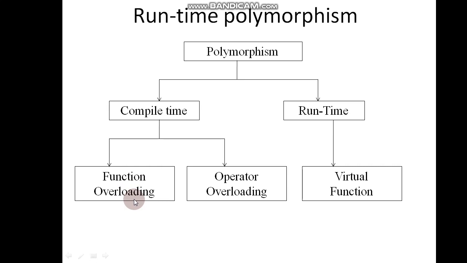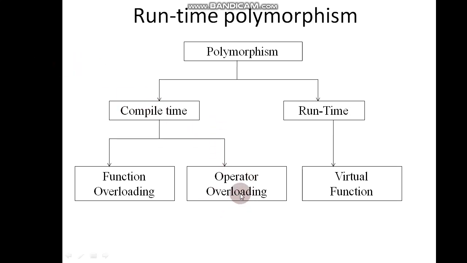So function overloading means multiple functions can have the same name, but there must be a difference in the number of parameters. If the number of parameters is the same, then there must be at least a difference in their data types. So this type of polymorphism will be resolved at compile time. Which function must be called depends on the number of parameters and their data types. So this is resolved during compile time.